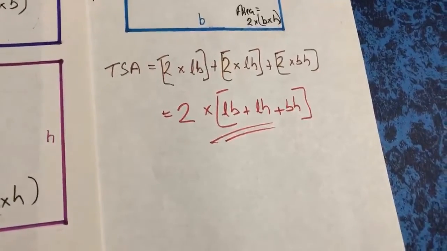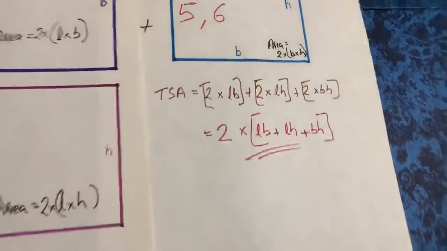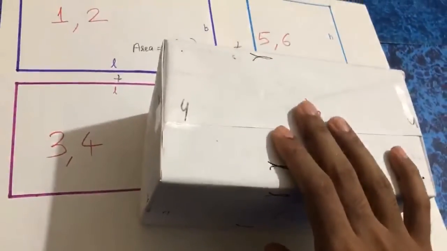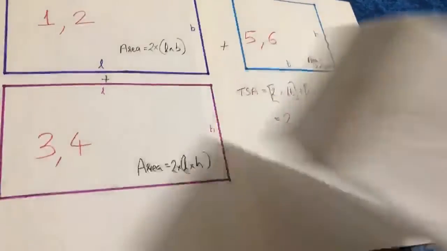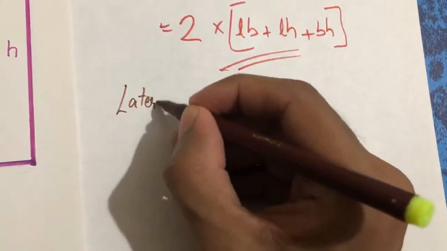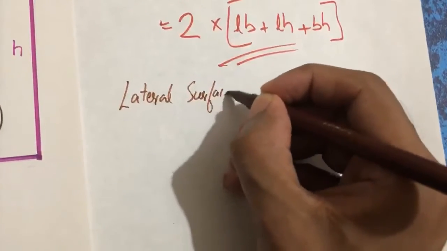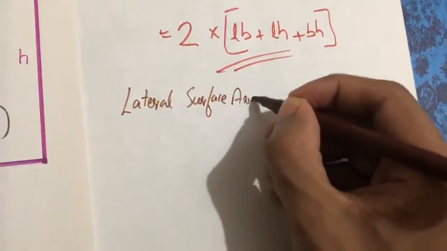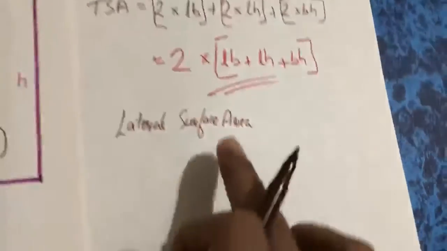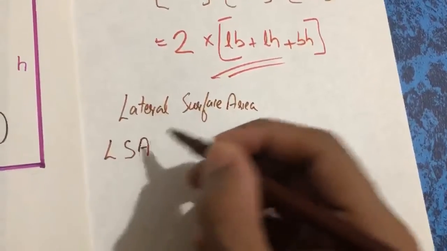Now, why did I say total surface area? Is there any other type of surface area? Yes, there is. There is something called lateral surface area. Let me just write it down and you will be able to understand it more carefully. Lateral surface area. So this was total surface area. This is lateral surface area, also acronymed as LSA. The short form is LSA.